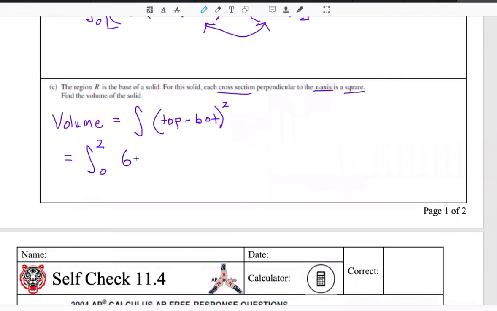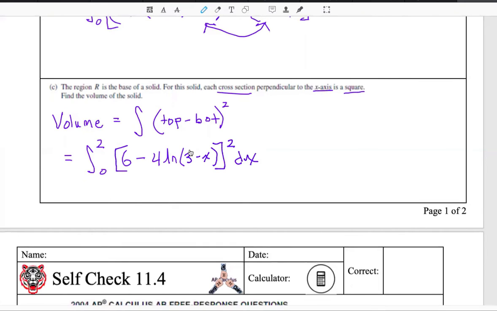Okay, top was 6 minus bottom, which was 4 natural log of 3 minus x, and then this entire quantity squared. Because again, if you want to be thinking about it visually or geometrically, you have a square where this height is obviously the top minus the bottom. So that's why we did top minus bottom. But then I need to multiply that by this other height that's coming out of the paper, and that's the same length. And then this all times dx.